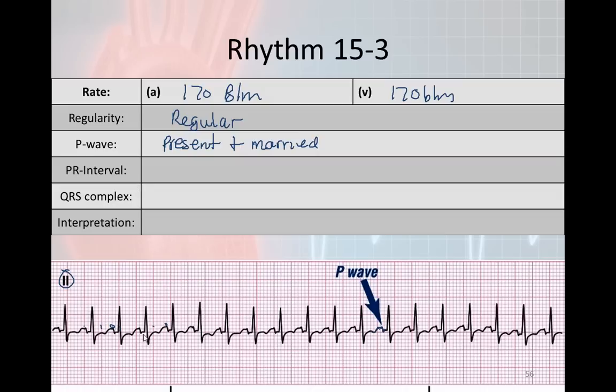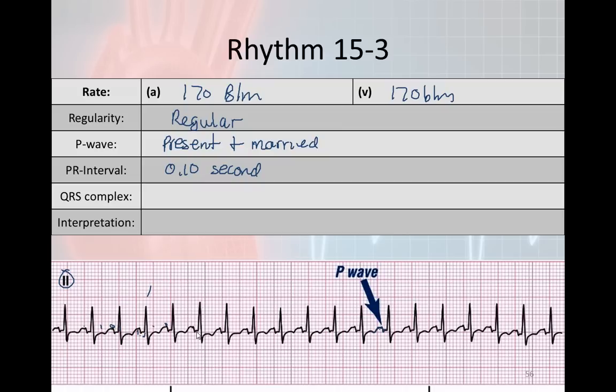The PR interval is going to be shortened. It starts here, ends here. It looks like 1, 2. So the PR interval is actually going to be 0.10 second in this case. And what this tells me is this ectopic atrial tachycardia is occurring closer to the AV node.